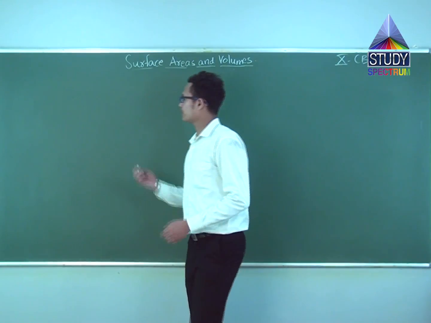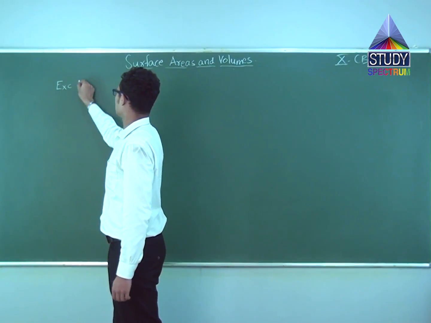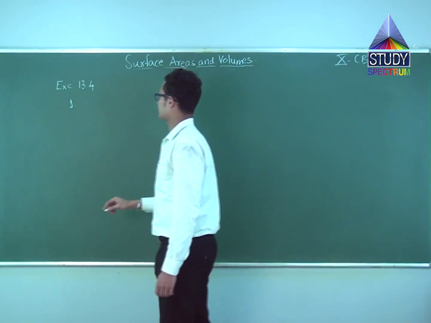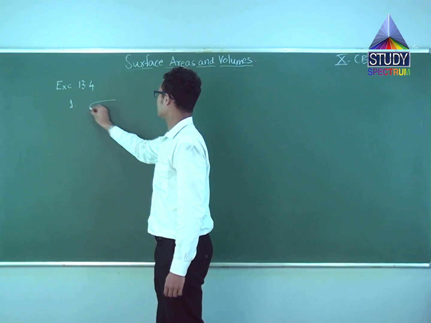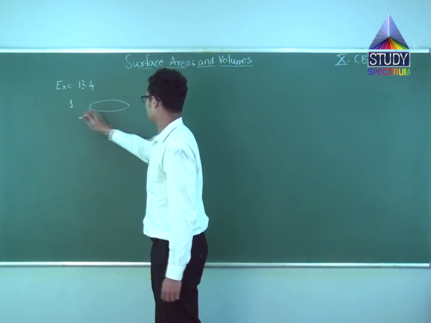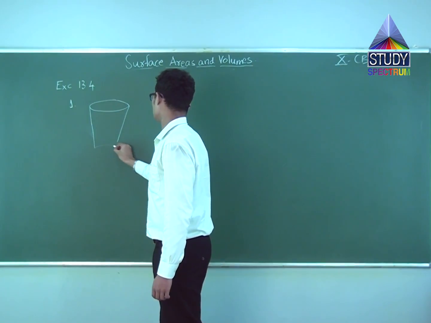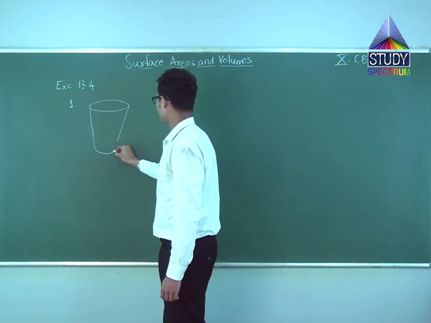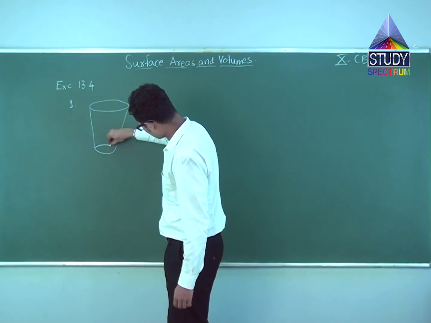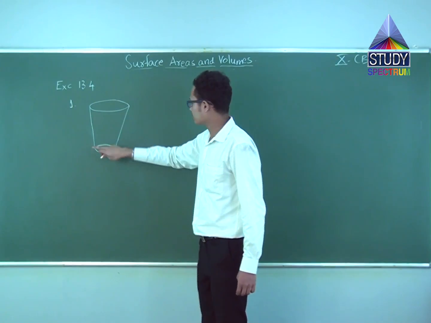Question number 1 from exercise 13.4. A glass is given to you and you are asked to find the volume, or the capacity. This should be written in dotted lines. Fine.